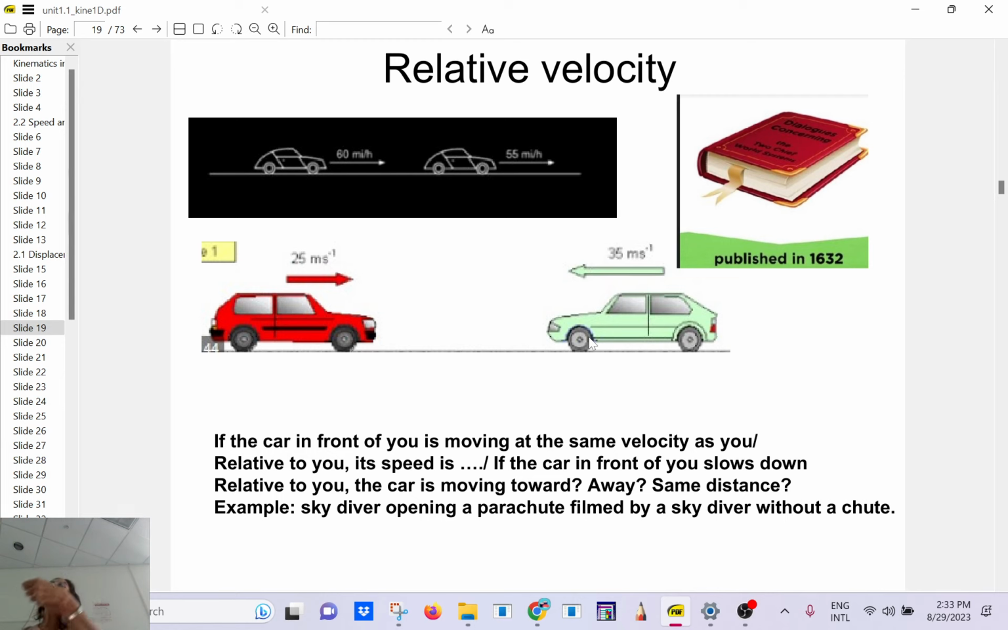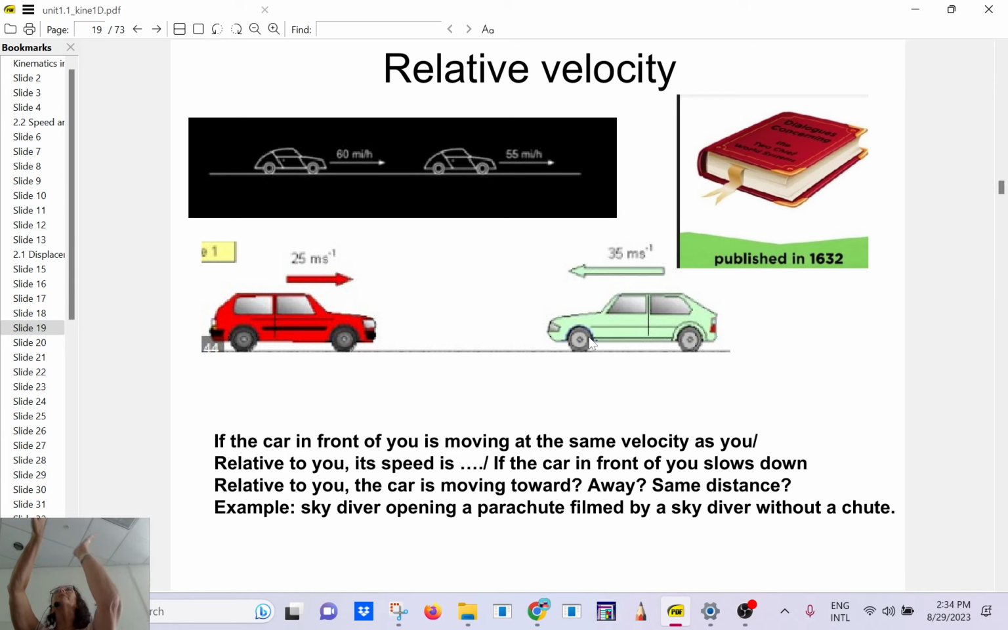You can see that when you are driving in the opposite lane, you see the car moving towards you, and it's like they are moving really fast. You say, oh, he's going over the speed limit. But it's not. It's just because you are moving also, and he's moving towards you, so it increases the speed relative to you. What about if you are following each other?